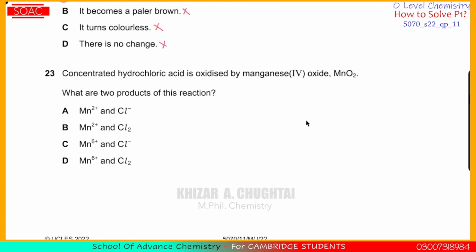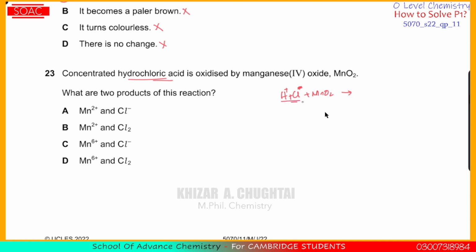Question number 23. Concentrated hydrochloric acid is oxidized by manganese oxide, MnO2. What are the two products of this reaction? HCl, H positive ion and Cl negative ion, are allowed to react with this MnO2 to make different compounds. This MnO2 is going to oxidize, and HCl is oxidized by it.